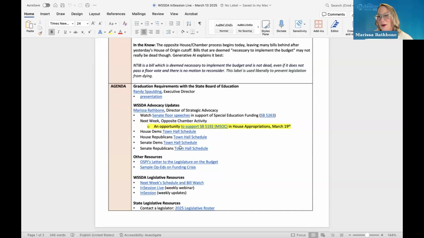One thing I just wanted to let you know, I mentioned earlier that last night was the end of the Chamber of Origin process. So House bills out of the House, Senate bills out of the Senate. That ended in the Senate around 5:15. The very last bill was Senate Bill 5263. And they just went a little over time last night. I think they ended at about 5:20 or so.